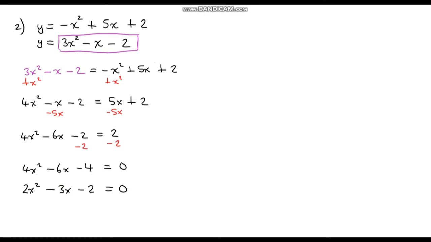So what we need to think about is two numbers. They have to multiply together to get the product of these two numbers. So let's just write this down. They need to multiply to get the product of 2 and negative 2, which is negative 4. And they also have to add to get this number. So they have to add to get negative 3. So what two numbers multiply together to get negative 4 and add together to get negative 3?